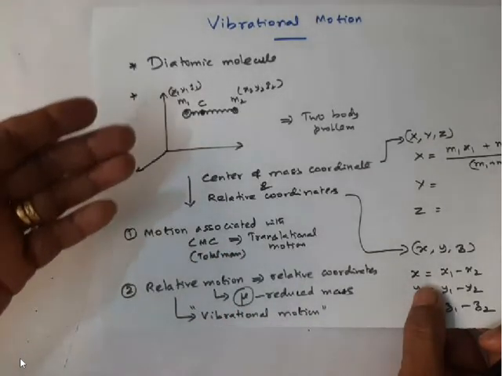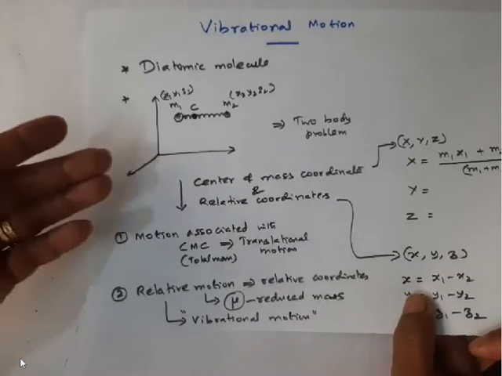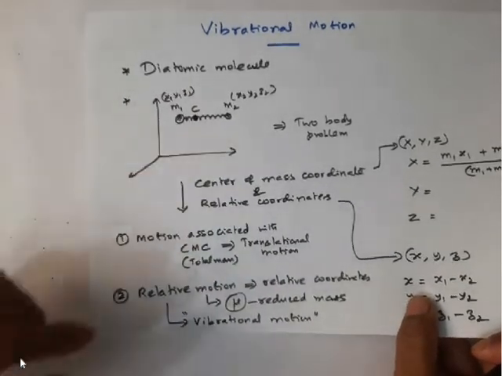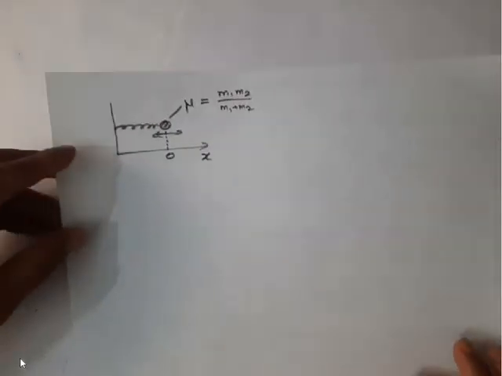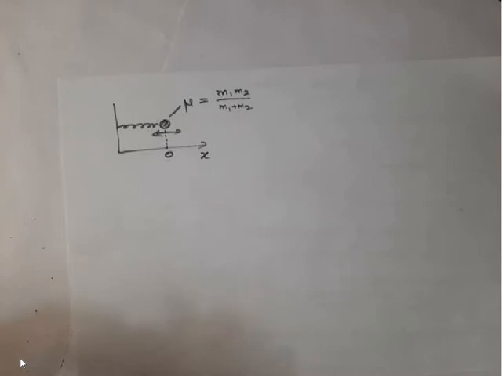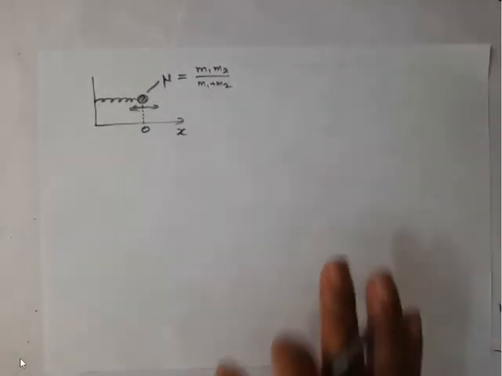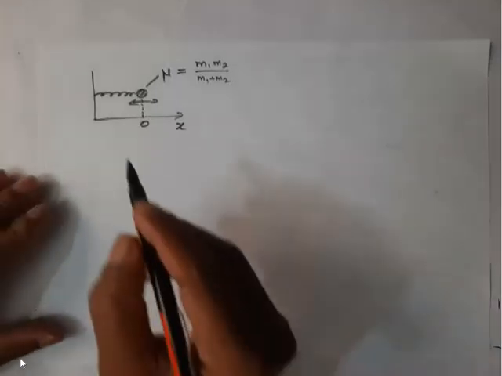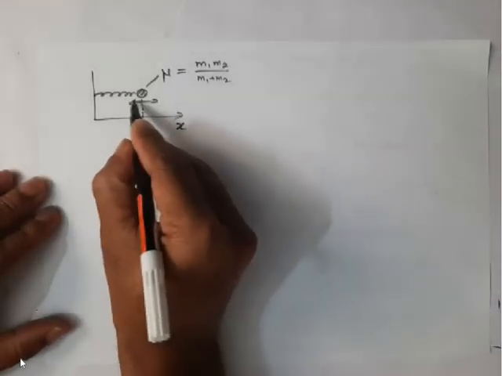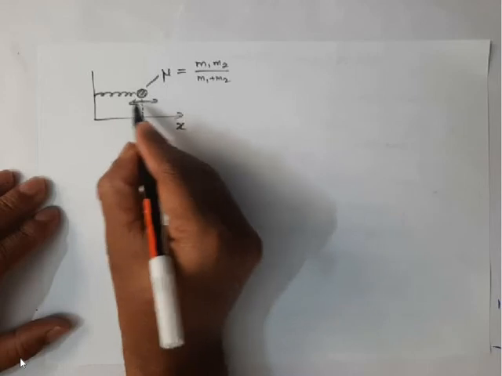But this is not the right place to discuss the coordinate transformation. So what I am going to do, I will discuss how to convert a two-body problem into a one-body problem in a forthcoming lecture, not here. So now this single body is vibrating along one particular axis.